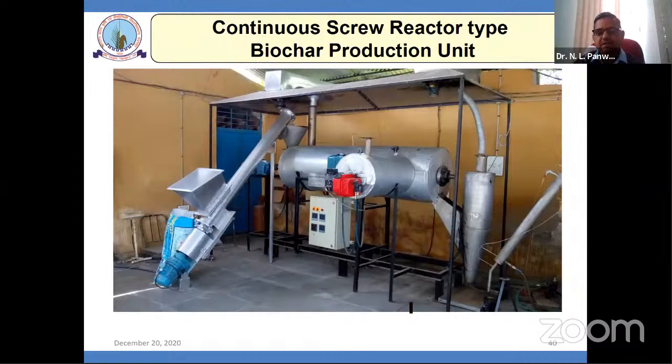In this case, we have used a burner. We heat the reactor to around 400 to 500 degrees Celsius and feed the biomass, so we are getting quality biochar. We had this tested, and we are getting around 82 to 83% organic carbon, which is a good quality as per the European biochar standards.